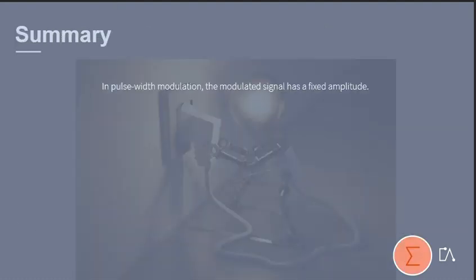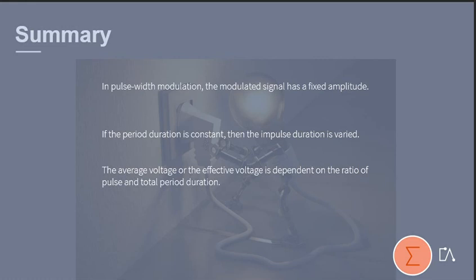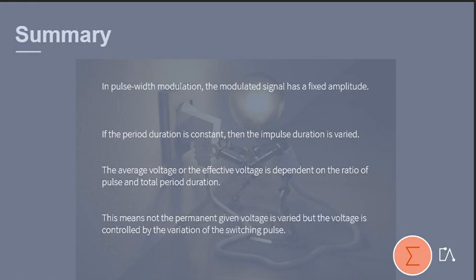In pulse width modulation, the modulated signal has a fixed amplitude. If the period duration is constant, then the impulse duration is varied. The average voltage or the effective voltage is dependent on the ratio of pulse and total period duration. This means not the permanent given voltage is varied, but the voltage is controlled by the variation of the switching pulse.